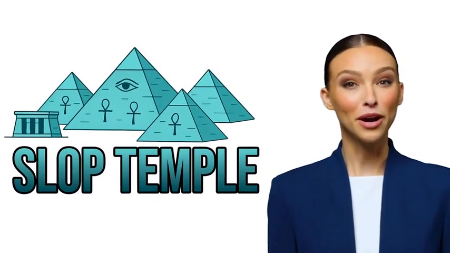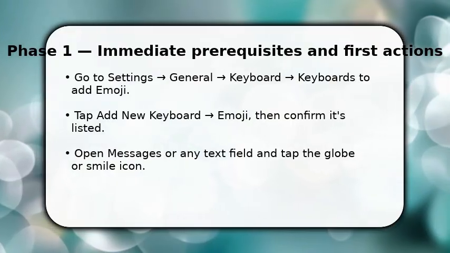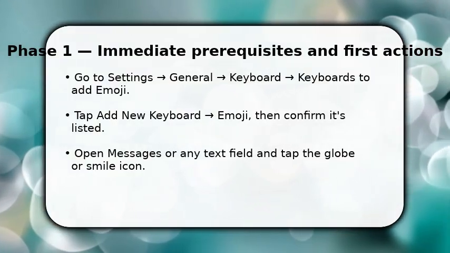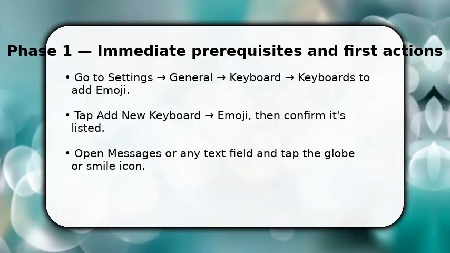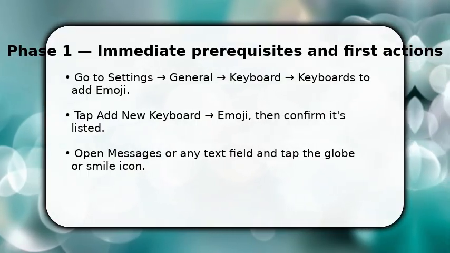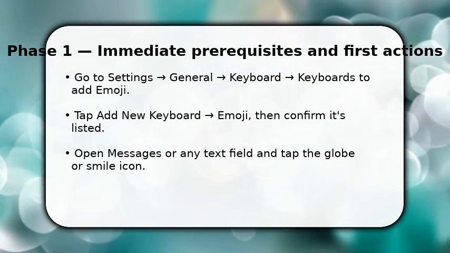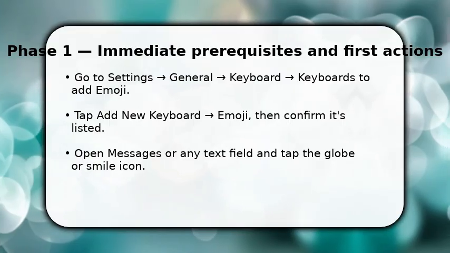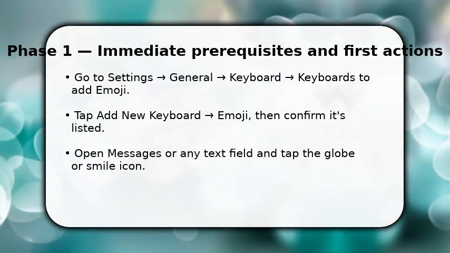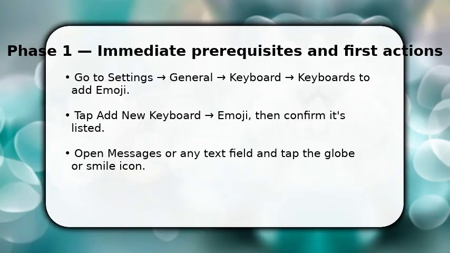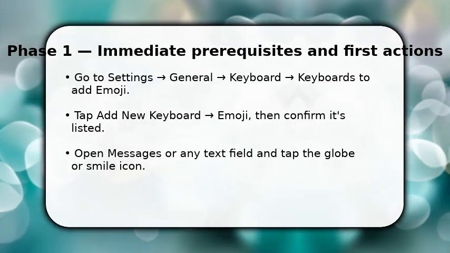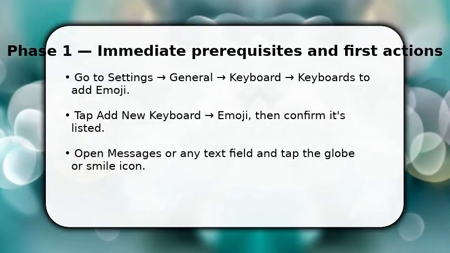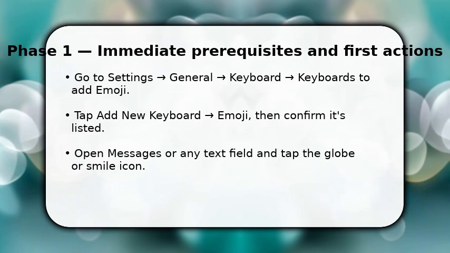We pray this video helps. You need the emoji keyboard enabled. Once it's on, open any app with a text field. In Settings, go to General, then Keyboard, tap Keyboards and add New Keyboard, choose Emoji. Now return to Messages or Notes, tap the globe or smile icon next to the spacebar to open the Emoji panel. Make sure you're using the iPhone keyboard, not a third-party one, because emoji access differs. Once the panel appears, you're ready to browse categories and start selecting icons.